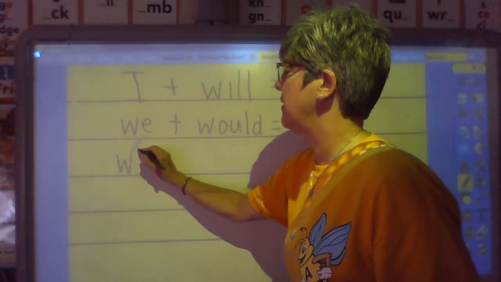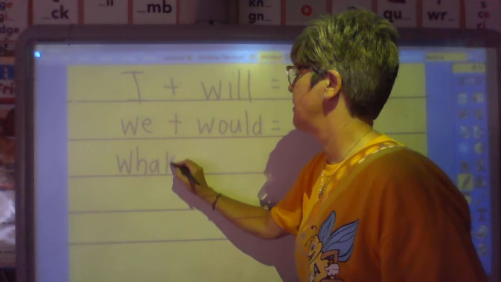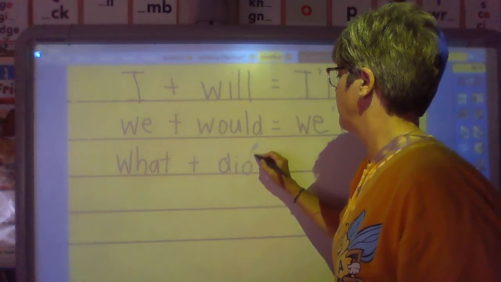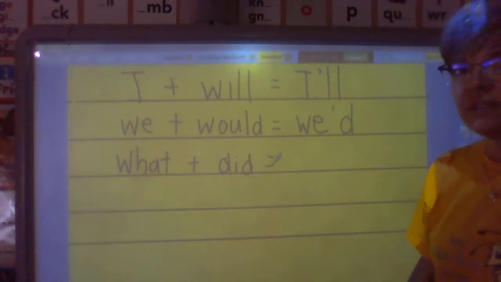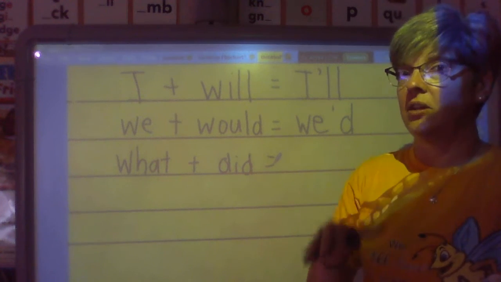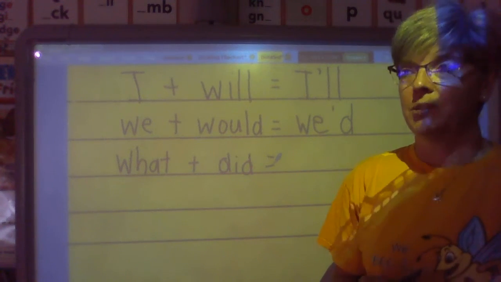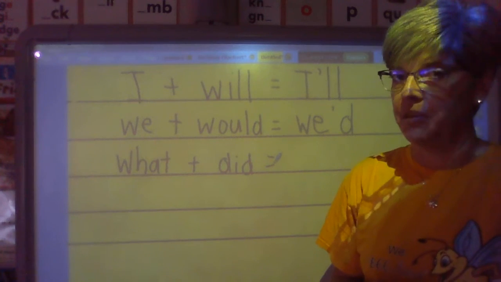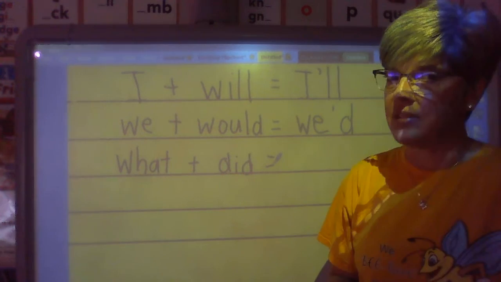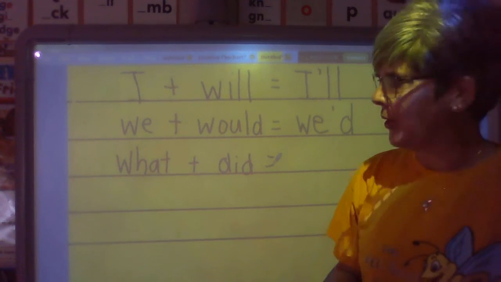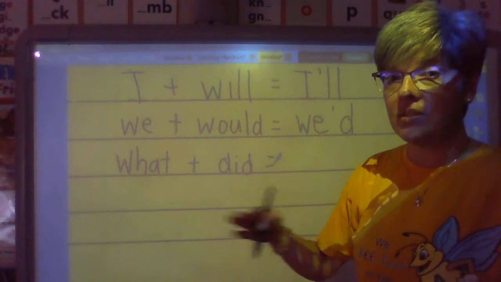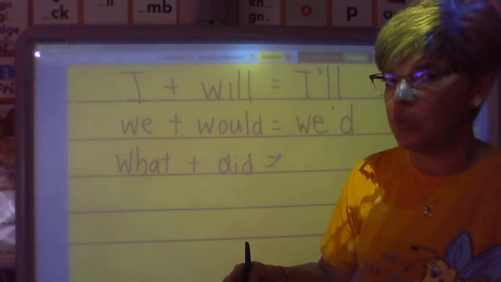This one's a little more challenging. This one is what plus did. So let's say, for example, that you maybe snuck in the cookie jar and you ate a cookie before dinner time and you weren't supposed to do that, and maybe mom or dad came in the kitchen. Instead of saying, what did you do? They might say, what'd you do? So what plus did makes the contraction what'd. What'd you do?